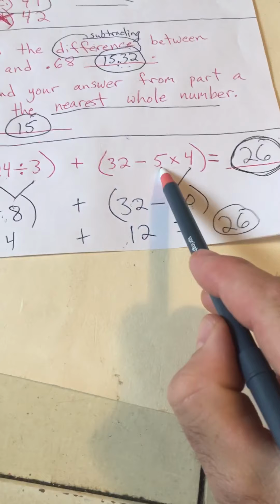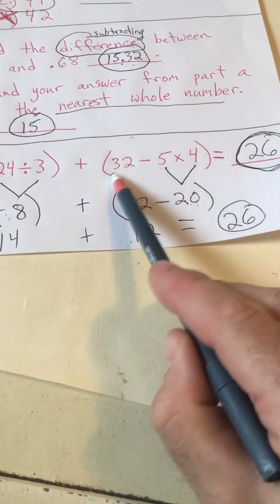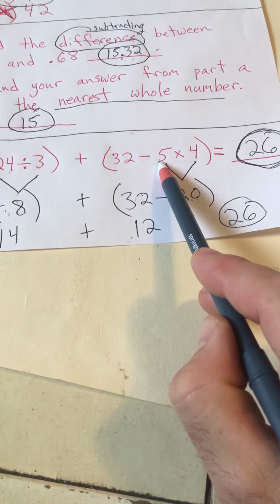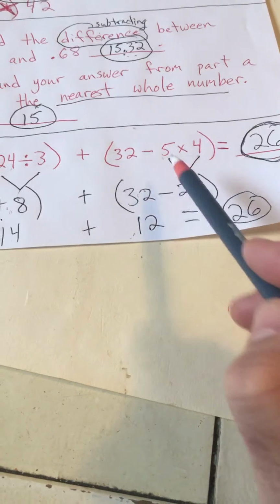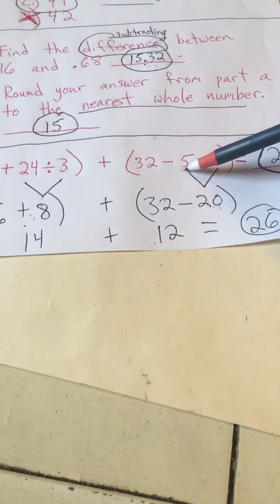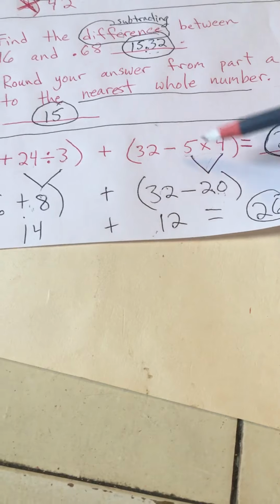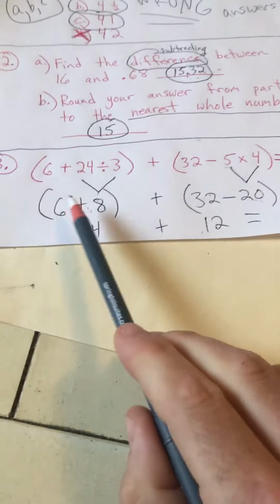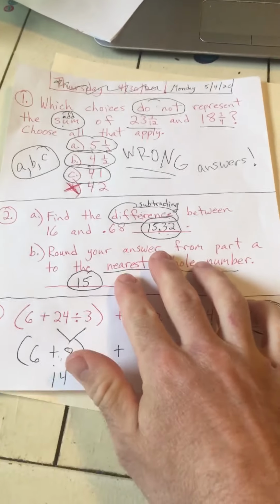Same thing over here. If you did 32 minus 5, you probably would have gotten stuck. Or you would have said 27 times 4, and that would have given you the wrong answer. You got to be real careful that you're doing multiplication, then you do the addition and subtraction. The answer is 26. Okay, so those are the right answers for today.